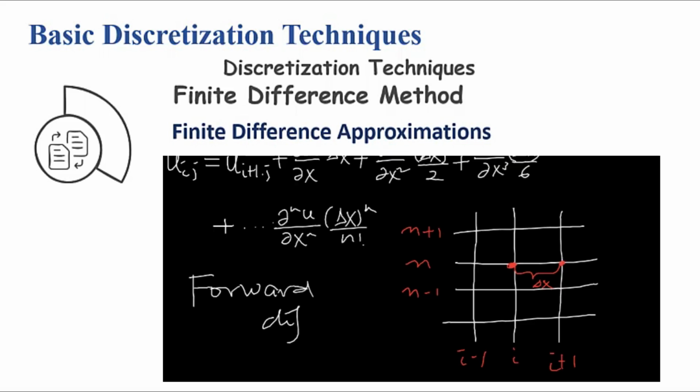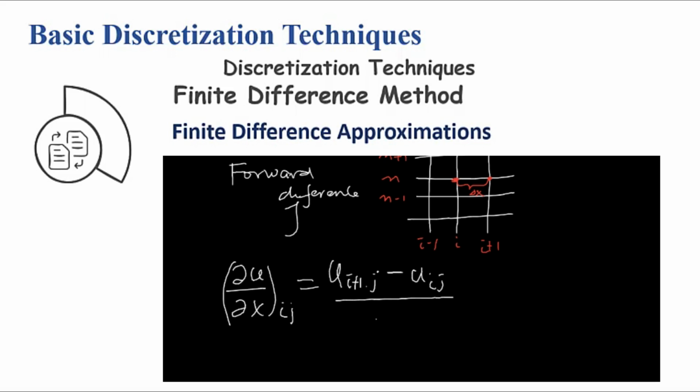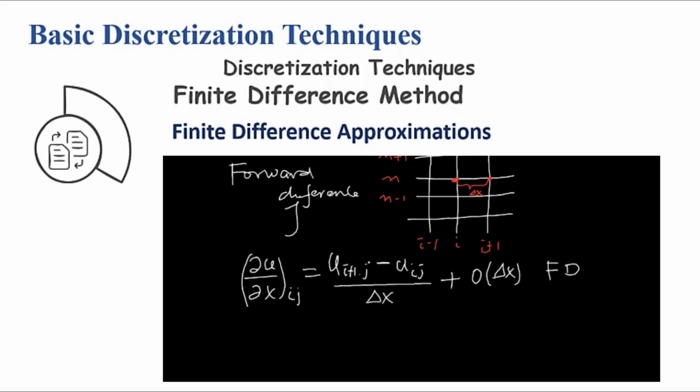Derived from the Taylor series, this method estimates the derivative at a point i,j by looking one step forward. The partial derivative of velocity with respect to x at the point i,j is approximately equal to the velocity at i plus 1,j minus the velocity at i,j, divided by change of x, plus a first order of accuracy or approximation, meaning that the error decreases linearly as the step size change of x shrinks.